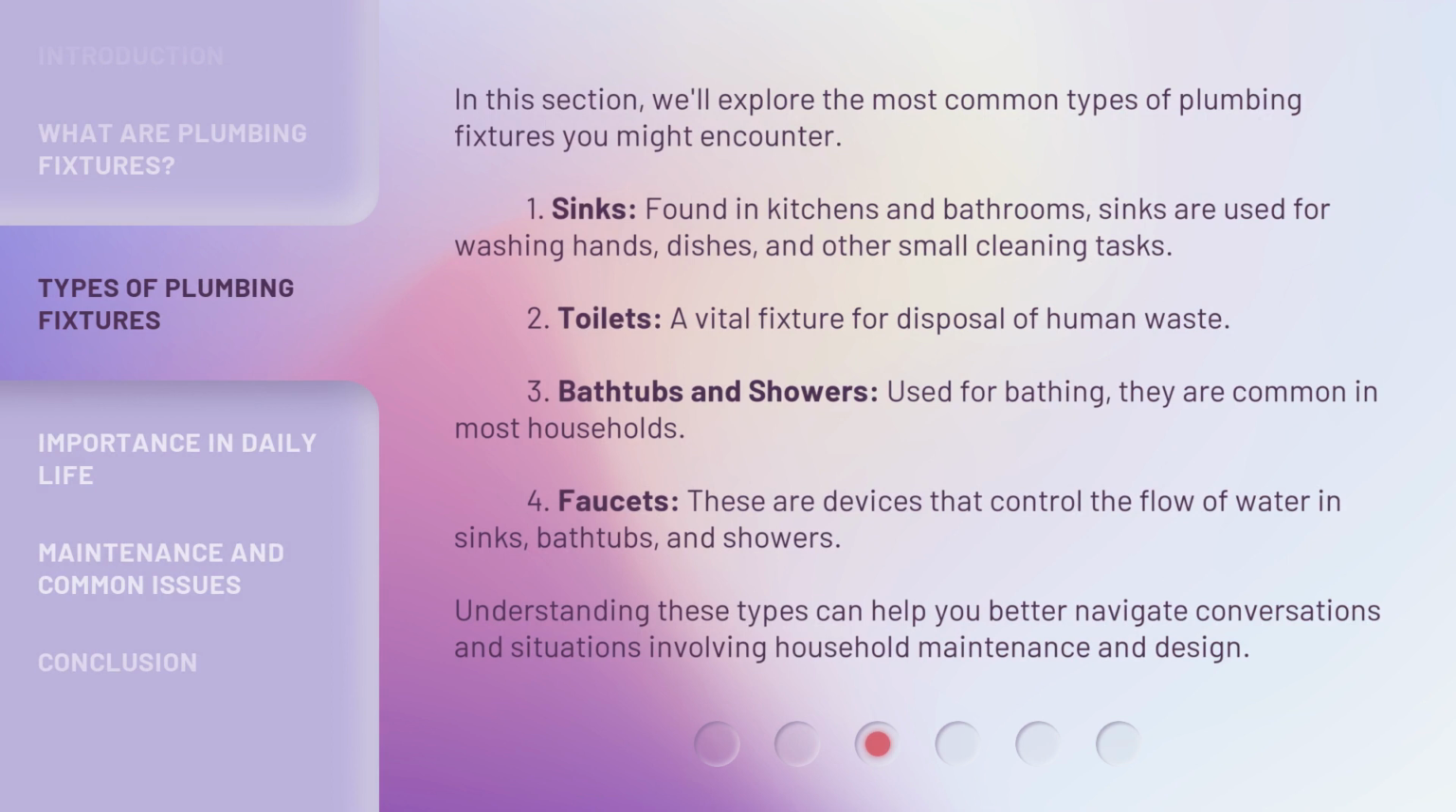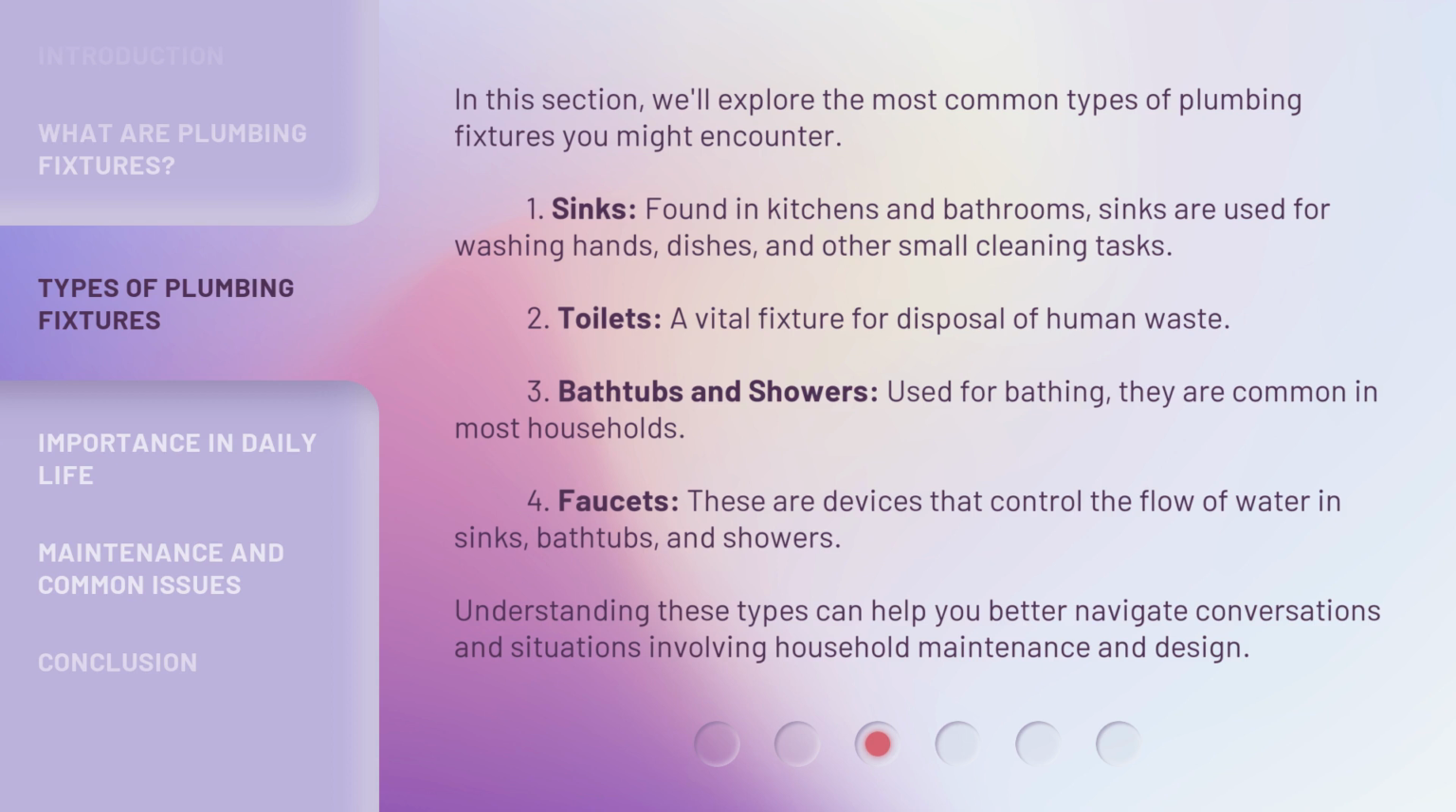In this section, we'll explore the most common types of plumbing fixtures you might encounter. 1. Sinks. Found in kitchens and bathrooms. Sinks are used for washing hands, dishes, and other small cleaning tasks. 2. Toilets. A vital fixture for disposal of human waste.